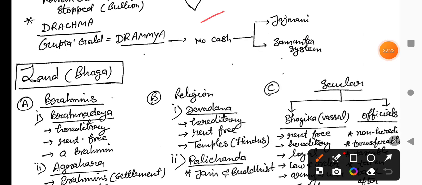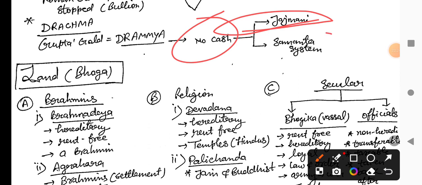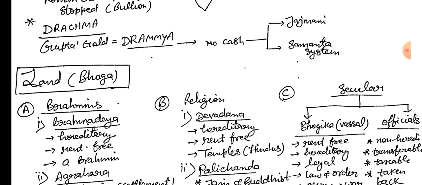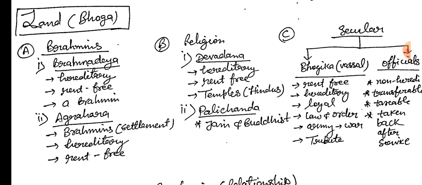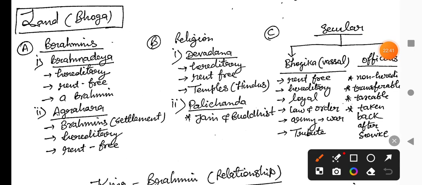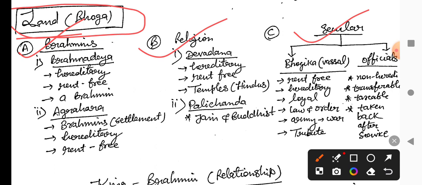And here no caste was there, and Jajmani system was prevalent, and Samant system was also prevalent. So no caste and no trade because of guild system, there was transmigration from urban centers to the rural areas, and the agriculture system was prevalent heavily at that time, okay. And these are the land grants, that means bhog, transferred to the various social systems, that means given to the Brahmins, given to the religion, and given to the secular system, okay. So land bhog granted to the Brahmins was known as Brahmadeya, okay.